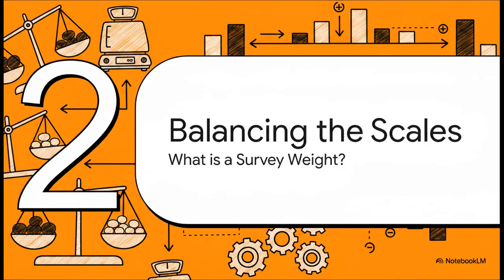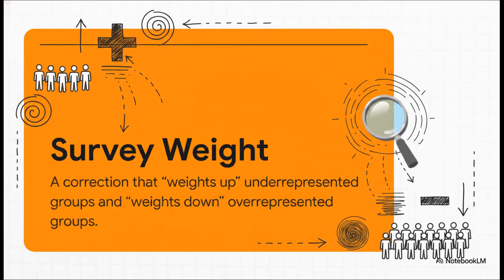Okay, so we've got the problem down. The data scales are tipped. How do we fix it? How do we balance things out and make our data a better reflection of reality? And that's where survey weights come in.